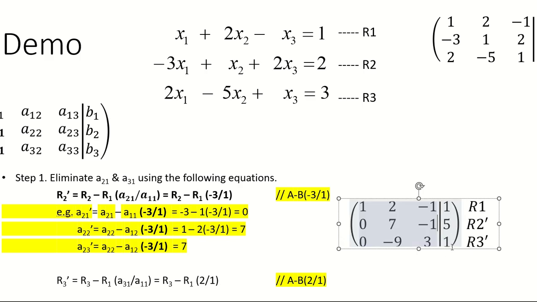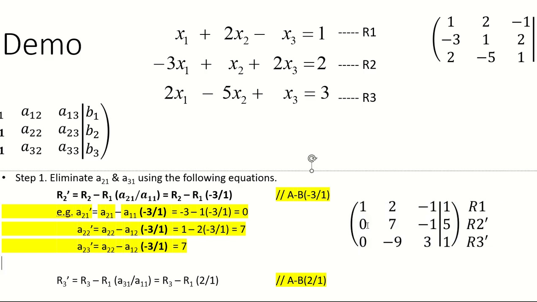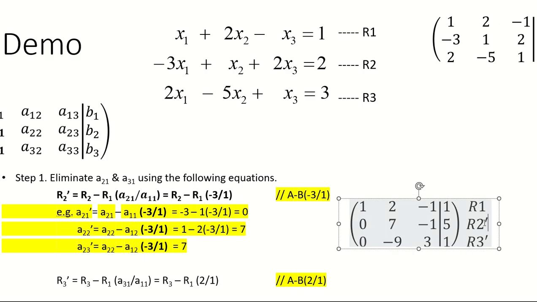So this is the first round of elimination. We successfully eliminate these two, the A21 and A23. And then remember to label them like this.